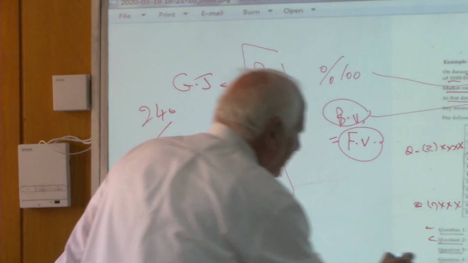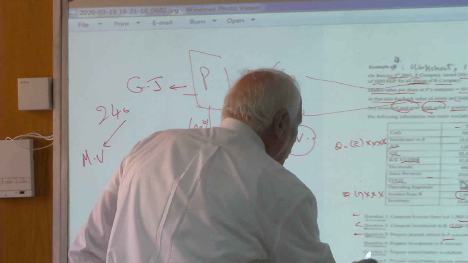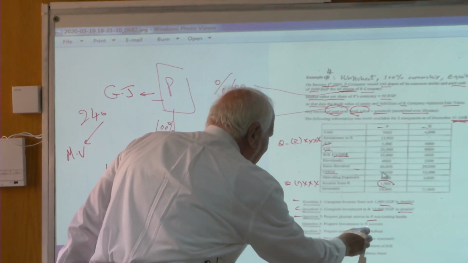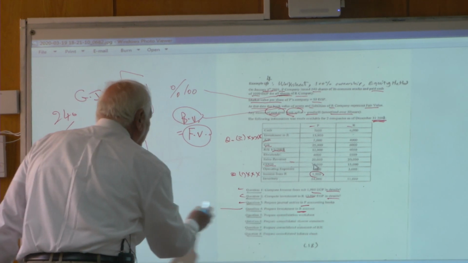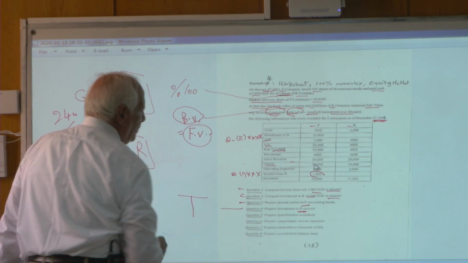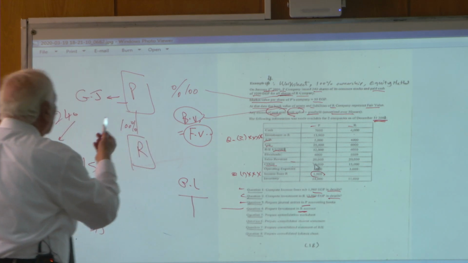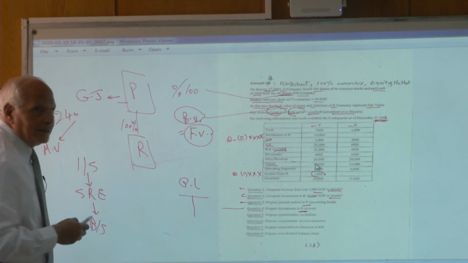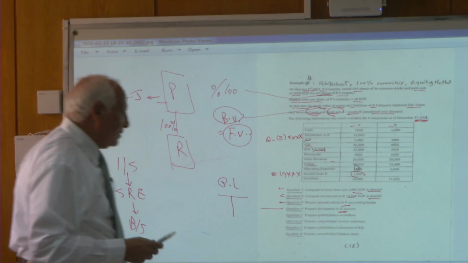That's number 3. Number 4. I ask you a question about preparing the investment in R account. When I say investment in R account, you need to show me the account, the general ledger, GL. That means we have GJ, and also we have GL. You need to know what GJ is and what GL is. You need to know this.